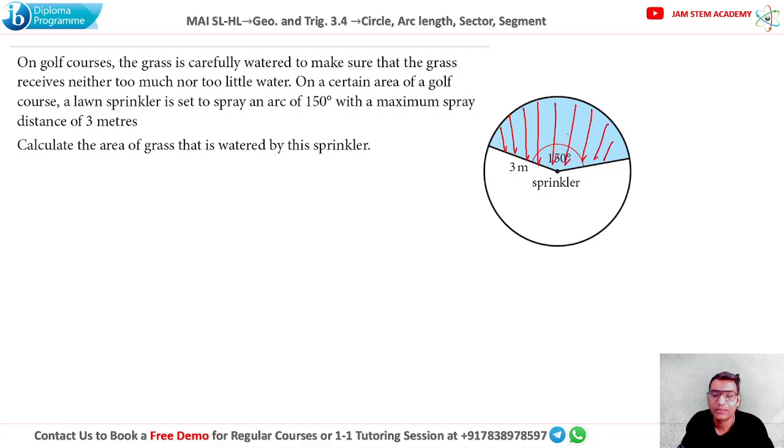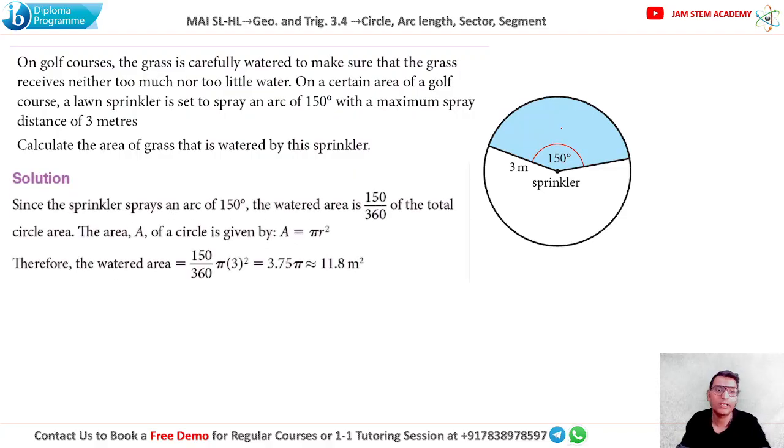It's simple, right? We just need to use the formula. So the sprinkler is set at 150 degrees, so it will cover this much of the total area. Simply use pi r squared times theta over 360, which means pi times 3 squared times 150 over 360. On solving it, we get 11.8 meters squared as the area.